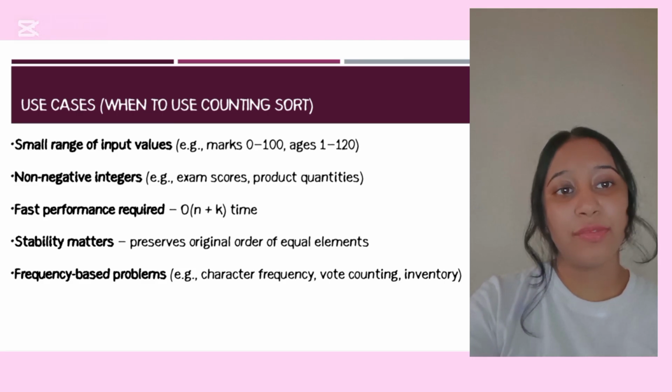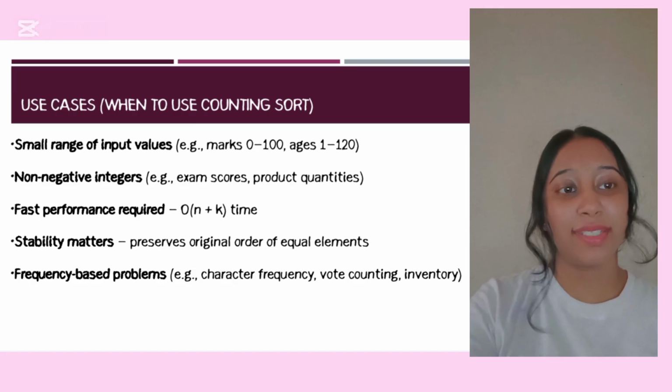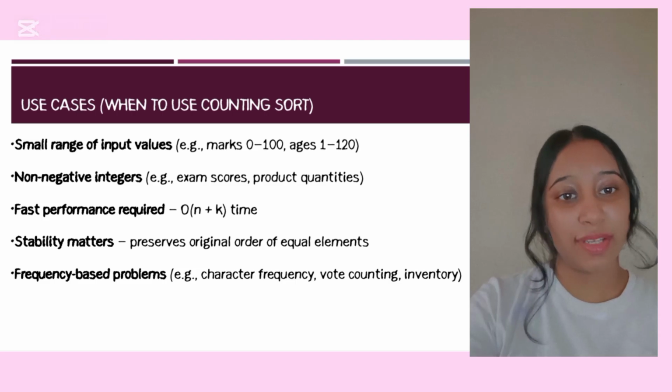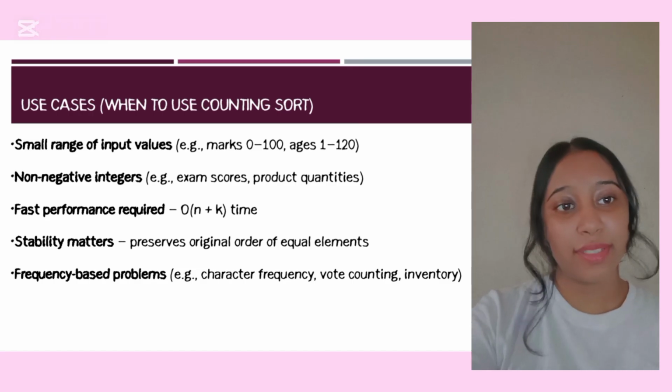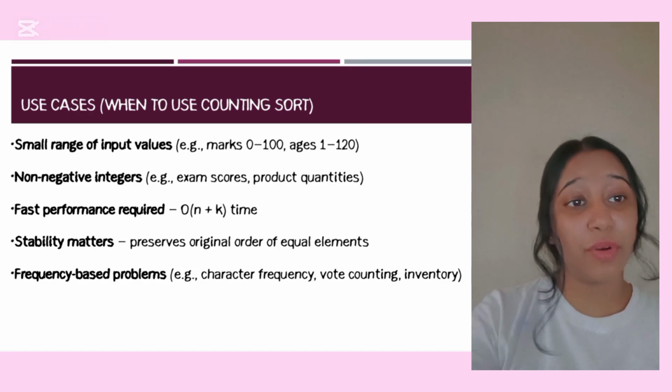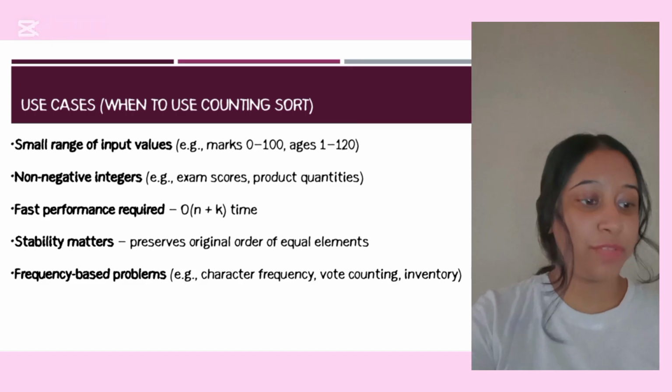The fourth one is when stability is important. Counting sort is a stable sorting algorithm. This means elements with the same value maintain their original order. The use case: sorting students by marks while preserving roll number order. The fifth one is frequency based problems. Counting sort is perfect for problems where counting occurrences is important. Examples are finding the frequency of characters, word counting systems, and inventory management.